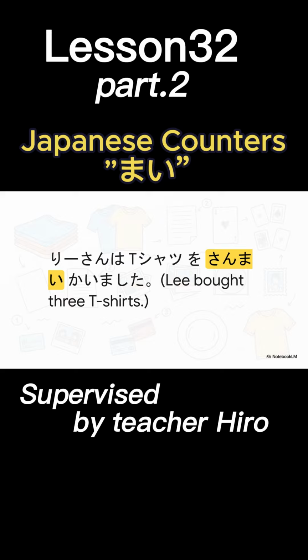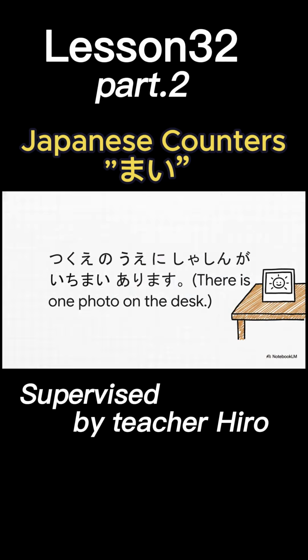Lee bought 3 t-shirts. By now, sanmai should be starting to look completely natural to you. It's just how you say 3 when you're talking about flat things. This last example shows a slightly different sentence structure, but you know what? The logic for the counter is exactly the same.